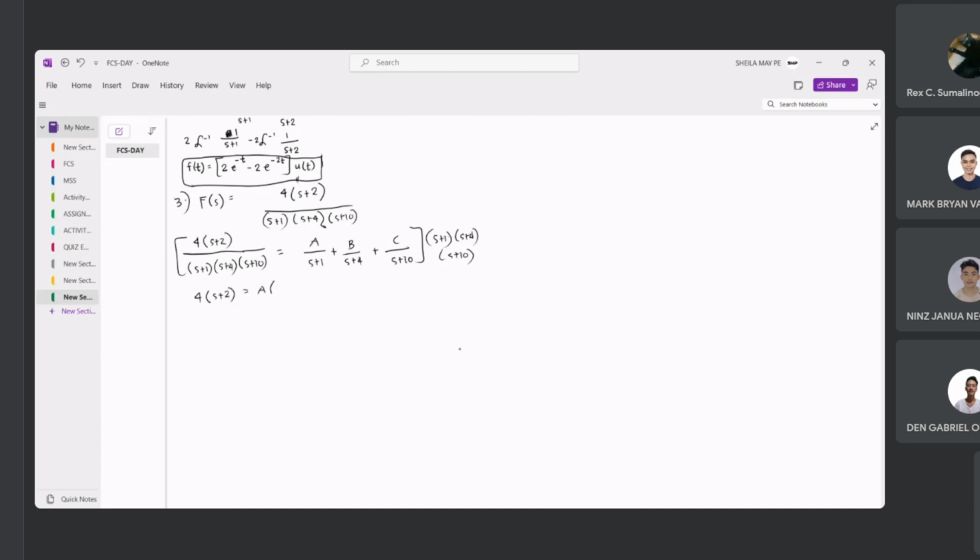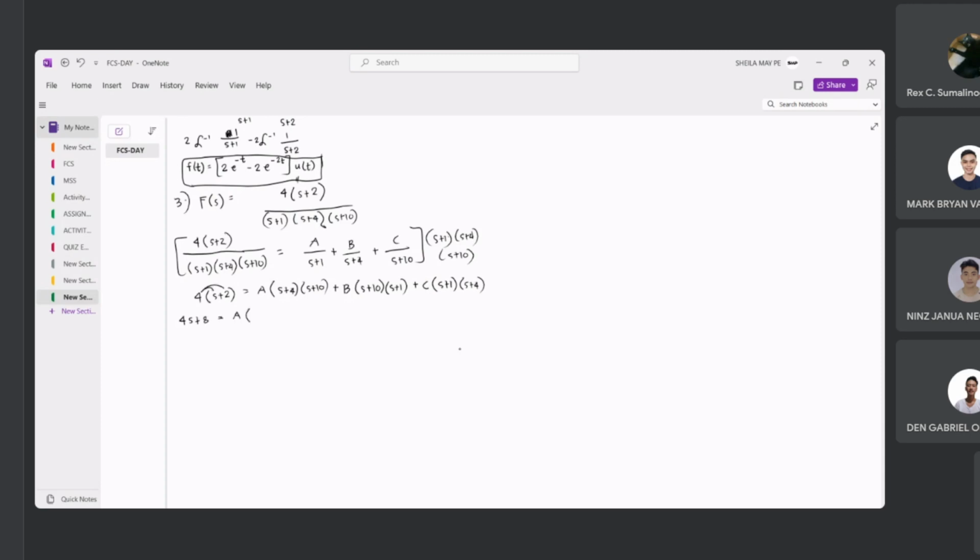And we have A, whose denominator is s plus 1. So basically, what remains are s plus 4 and s plus 10. If we have B, what remains are s plus 1 and s plus 10. C is s plus 1 and s plus 4. So, this is 4s plus 8. Let me just distribute.